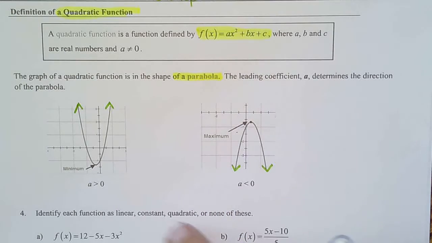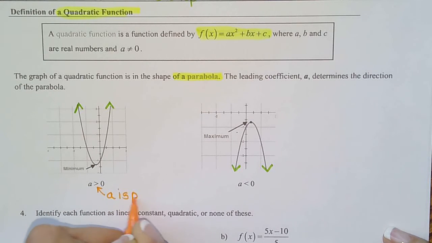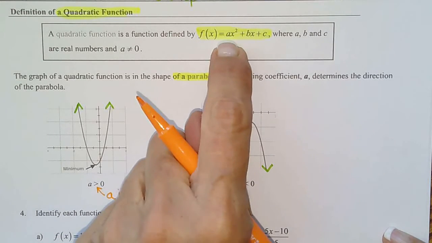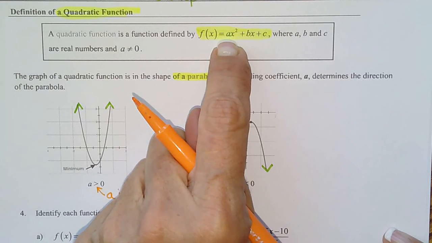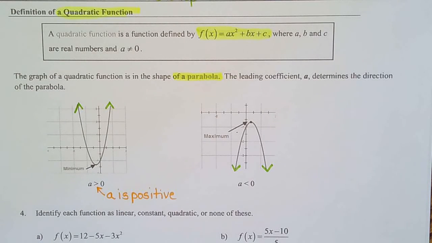If it's positive, a lot of students see this and it doesn't click to them. They go, oh, well, there's an inequality. I wonder what that means. When it says A is greater than 0, they're saying when A, this leading number in front of x squared, is positive, the parabola will cup upward.